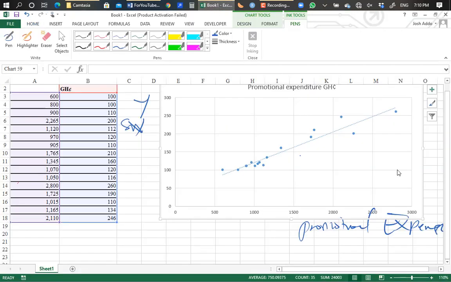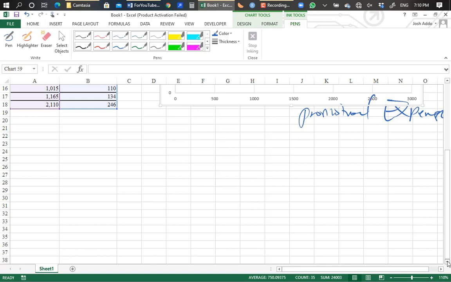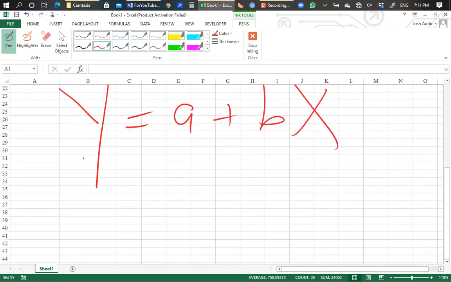We have established in class that the general form of a linear equation linking two variables is of the form y is equal to a plus bx. This is the generic form. This y is the dependent variable.